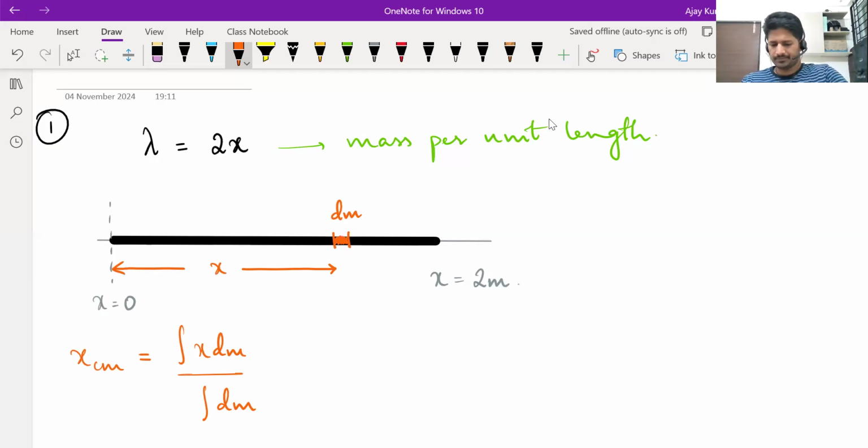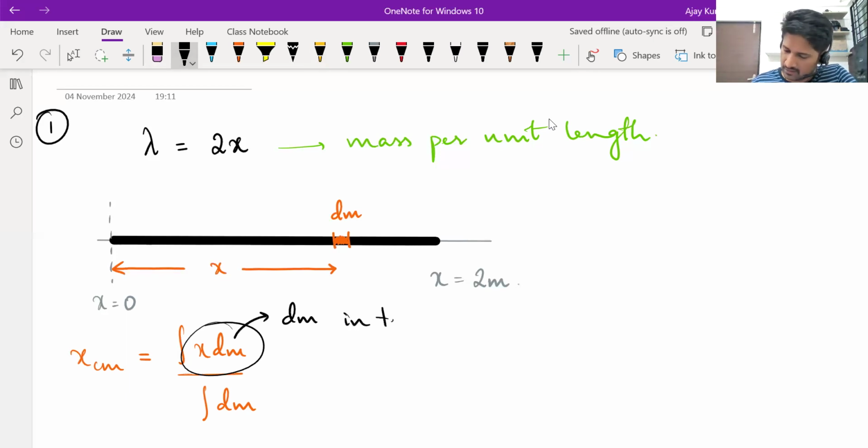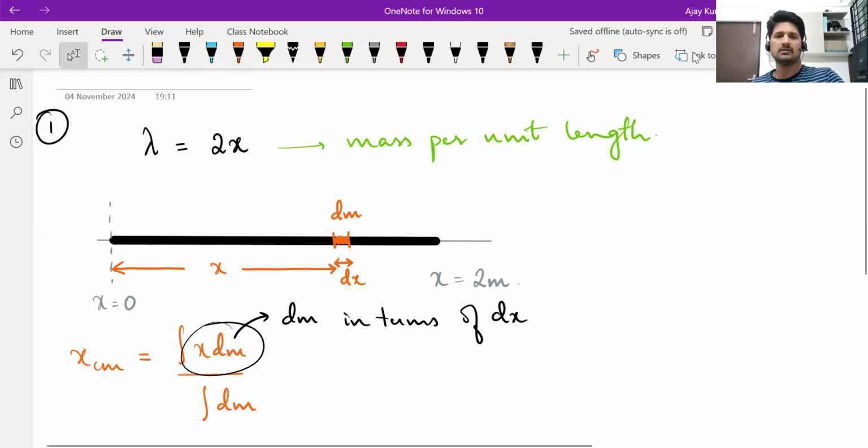Try this, all of you. To integrate x dm, I hope you remember what you need to do. To perform this integral, you have to express dm, that is the mass of that small element, in terms of dx. And what is dx? dx is going to be the length of that small element. Try this, all of you. I'll give you 3 minutes.